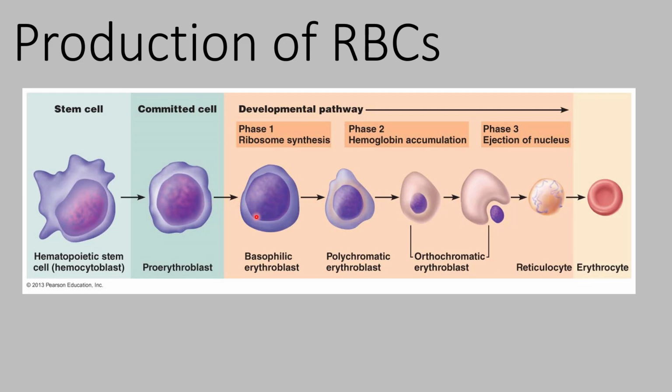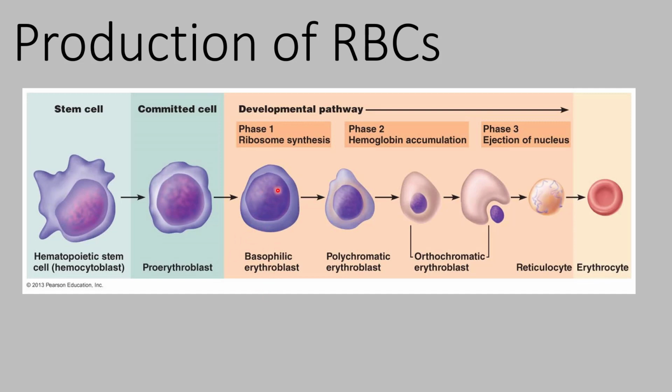Ribosomes are going to start being produced. Ribosomes are going to start making lots of proteins. A lot of those proteins are going to be what? They are going to be all of that hemoglobin that we just saw. This is called a basophilic erythroblast.